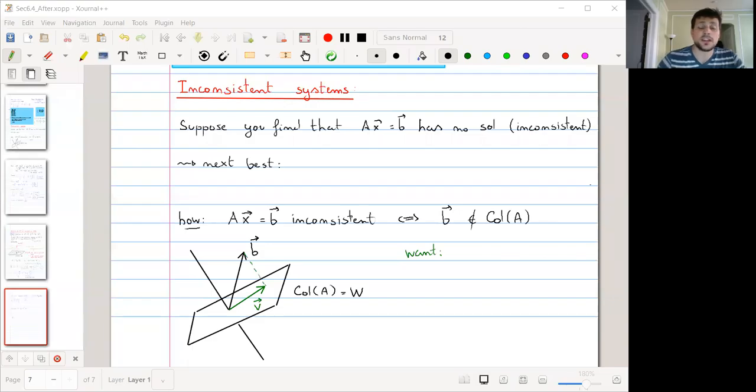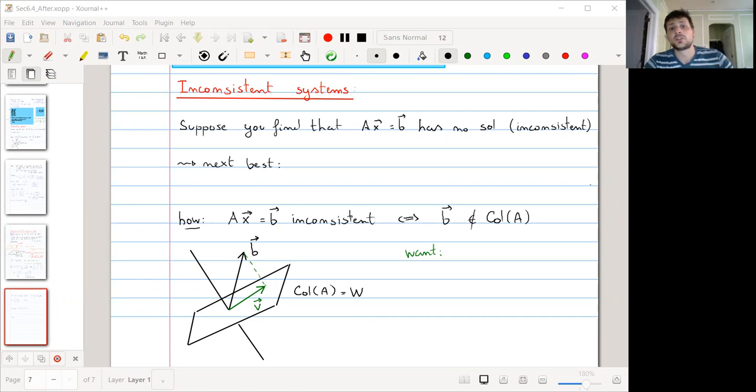Hello, everyone. In this video, we'll explore two other applications of projections and orthogonal subspaces and orthogonal projections.